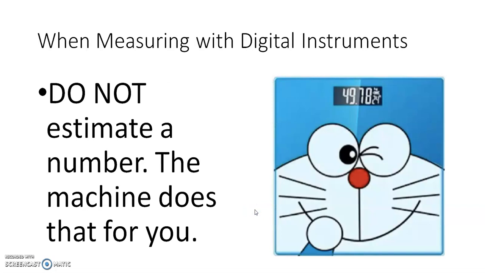Digital instruments are so much nicer because you do not need to estimate a number. In fact, the digital scale will do it for you. So like we use scales to measure our mass. Inside, it already calculates the exact mass, and then the last digit on the scale that it gives you is the estimated value. And that's why sometimes it goes up and down and it kind of fluctuates. It's because the computer inside is trying to figure out if it's a little higher or a little lower, okay? So you don't need to estimate. The computer does it for you. Love digital instruments.